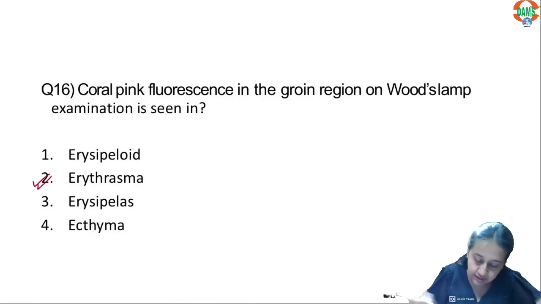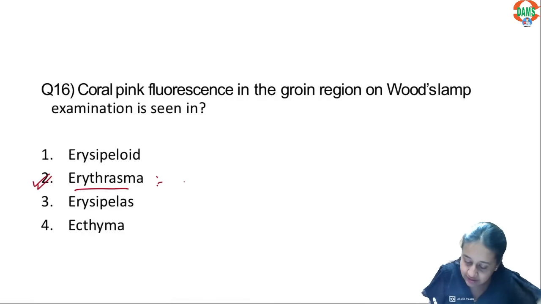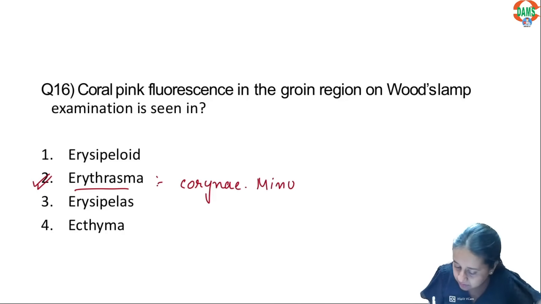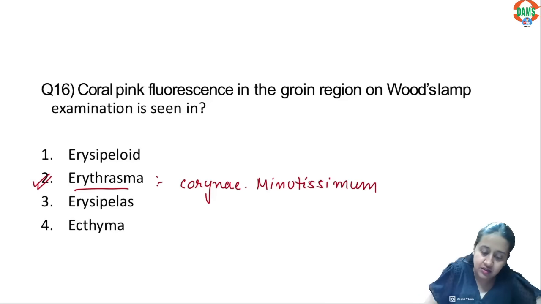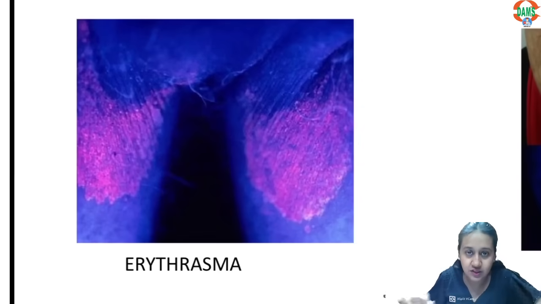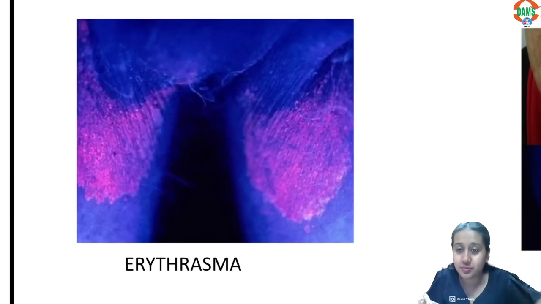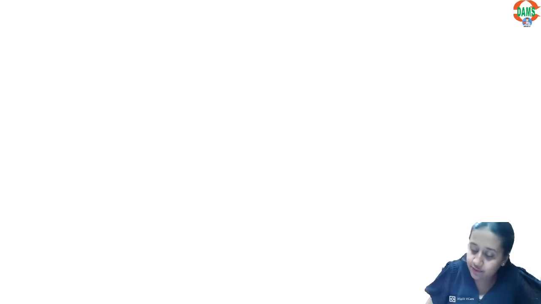Next is orange pink fluorescence in the groin region on the Woods lamp examination is a feature of. Answer is erythrasma. Erythrasma is an infection due to Corynebacterium minutissimum. When you see it under the Woods lamp, you see a very characteristic coral red appearance. In your exam, they will also ask you the other causes or other Woods lamp findings.